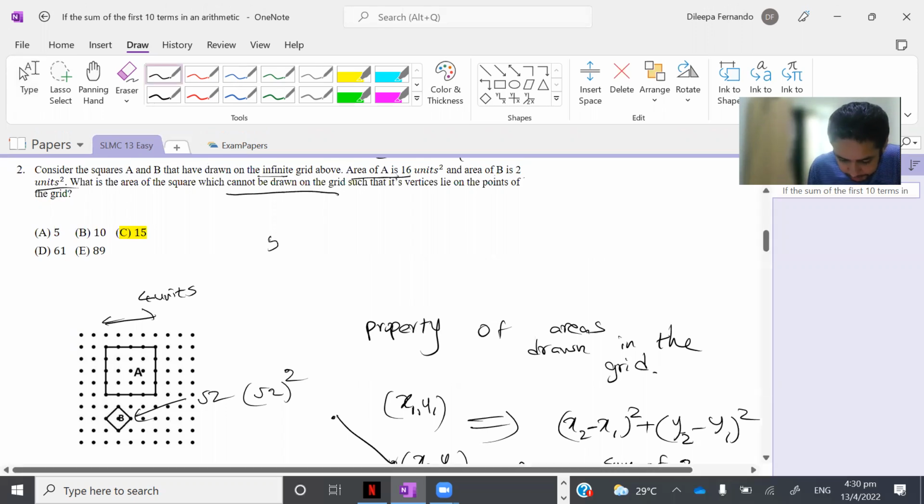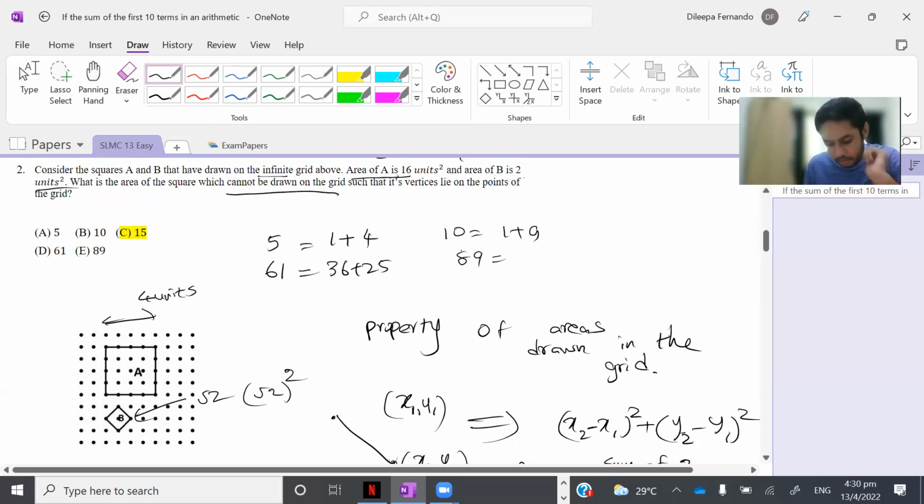Let's say 5 can be written as 1 plus 4, which is a sum of perfect squares. 61 can be written as 36 plus 25, a sum of squares. 10 can be written as 1 plus 9, a sum of squares. 89 can be written as, let's see, 64 plus 25, a sum of squares.